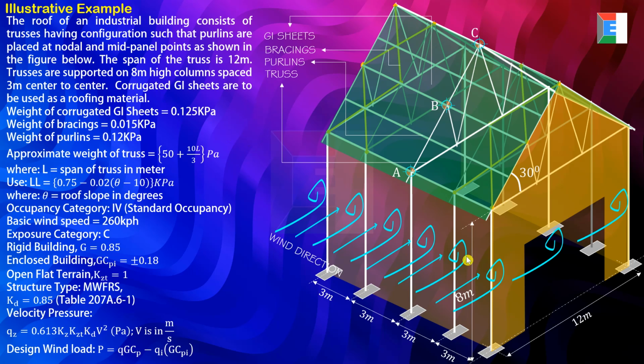Trusses are supported on an 8-meter high na column, spaced 3 meter on center. Corrugated GI sheets are to be used as a roofing materials. So yung weight ng corrugated GI sheets is 0.125 kPa of the plan area. Yung sa bracing is 0.015 kPa of the plan area. Yung sa purlins is 0.12 kPa of the plan area. Yung approximate weight ng truss is 50 plus 10 times L over 3 in Pascal, where yung L is the span of truss in meters, which is itong 12 meters.